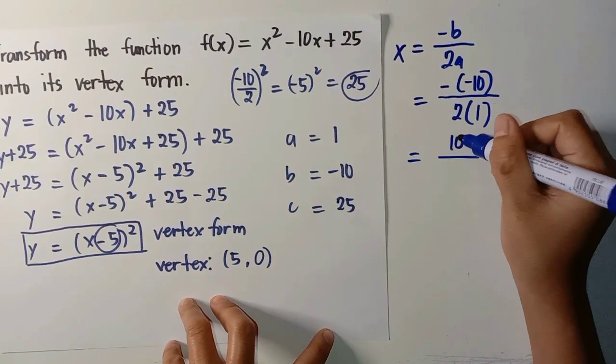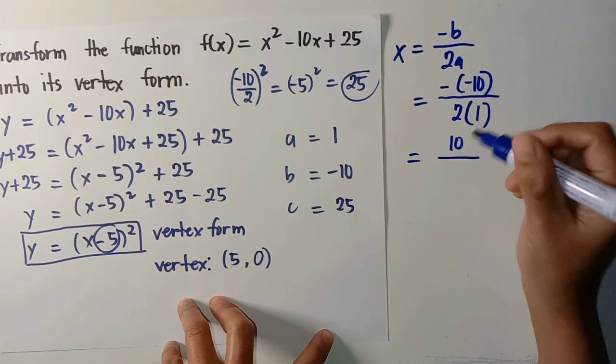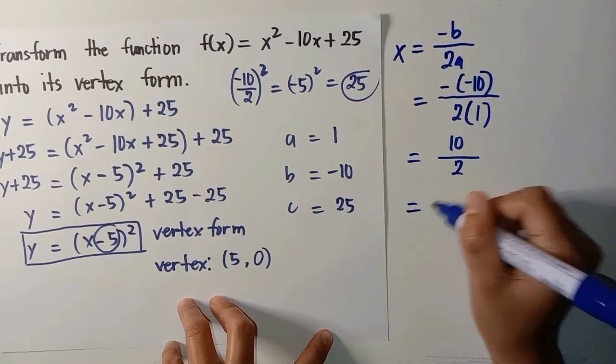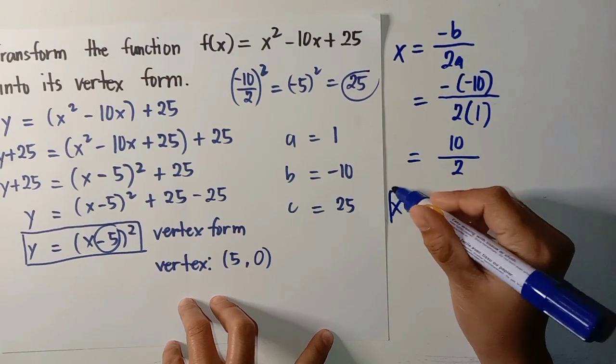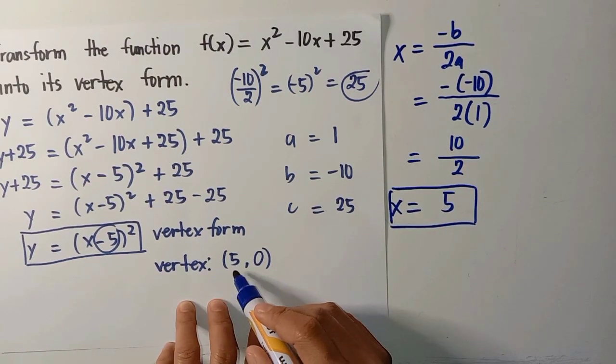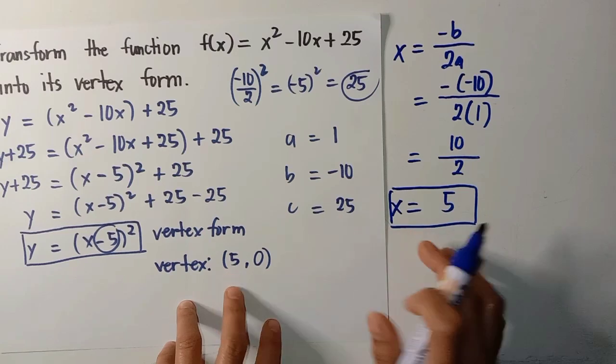Therefore, negative times negative 10, positive 10. And then 2 times 1, 2. So 10 divided by 2, that is 5. So the value of our X is 5. Which is, they are the same.